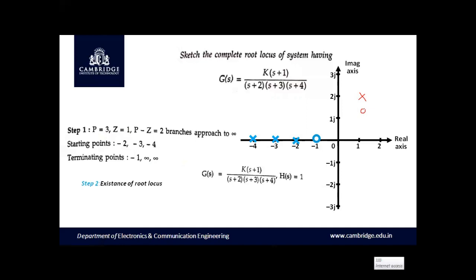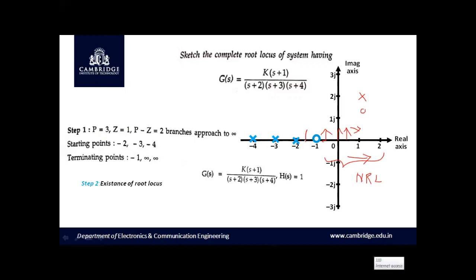Step number 2 is to find the region of existence of the root locus. You know the procedure. Let us take a point on the real axis somewhere here and look towards the right side and ask whether we are able to see an odd number of poles and zeros towards the right. We don't have any poles and zeros towards the right of the point which I have chosen. Therefore, root locus does not exist in this region. I can write it as NRL.